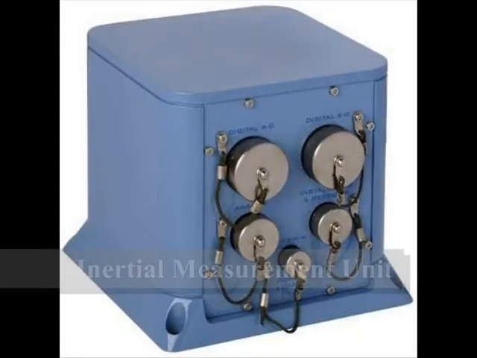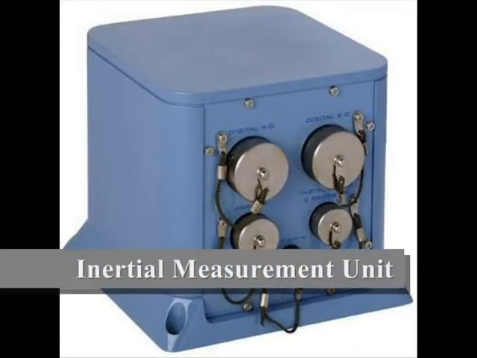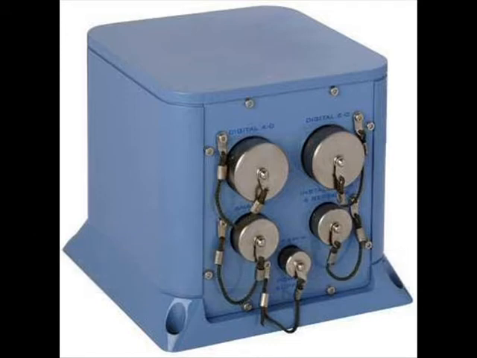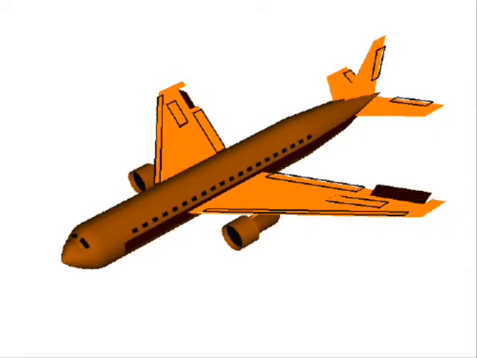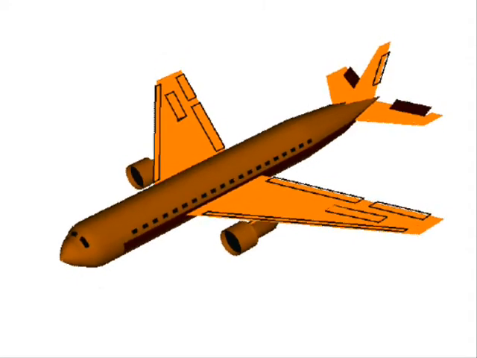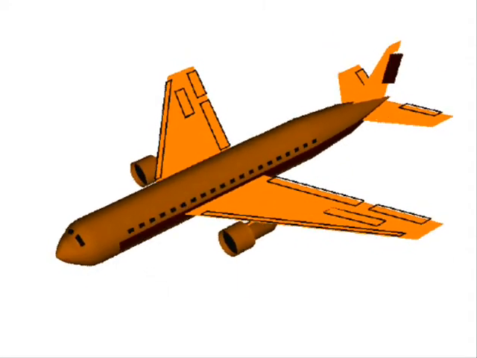The next component is the inertial measurement unit. It may also be called the internal navigation system. This component is attached to the laser scanner and records the orientation of the LIDAR platform during pulse firings.